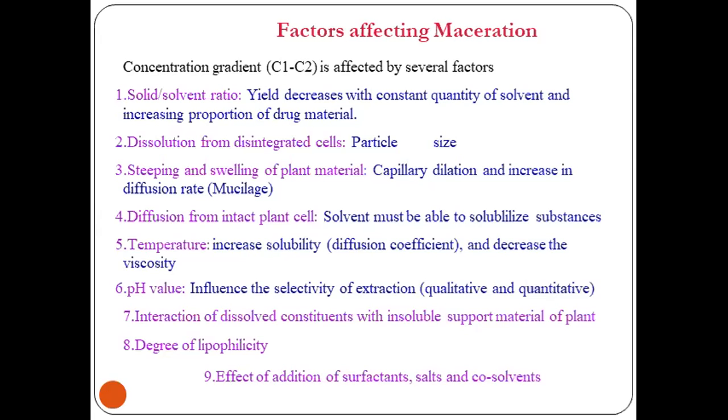Okay. Next is diffusion from intact plant cell. Solvent must be able to solubilize the substance. Temperature increases solubility, that is the diffusion constant, and decreases the viscosity. pH value influences the selectivity of extraction, both qualitative and quantitative. Interaction of dissolved constituents with soluble support medium material of the plant and degree of lipophilicity. Effect of addition of surfactant, salt and co-solvents. So these are the different factors which affect the maceration process.